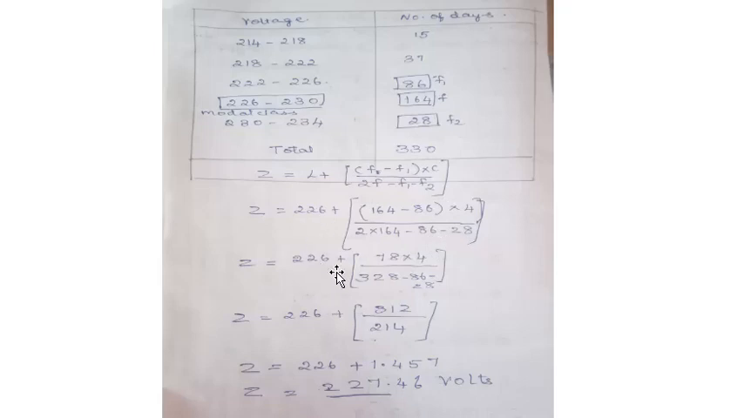Okay, then 226 plus, minus this, you will get 78 into 4 divided by 328 minus 86 minus 28. 226 plus this, you multiply, you will get 312 divided by 328 minus 86 minus 28, you will get 214. So 226 plus 1.4457, you will get 227.46 volts. Okay, so these are the three problems.